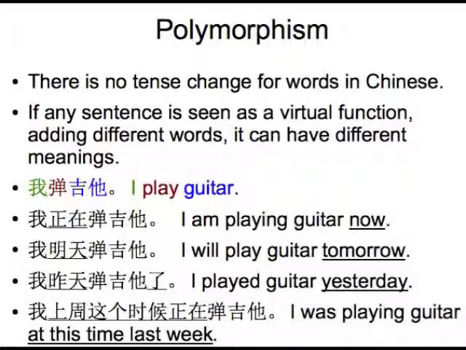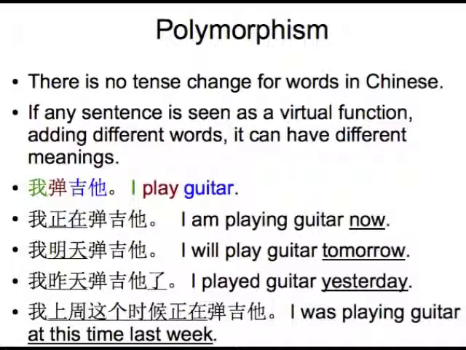Let's have a look at this example. I play guitar. 我弹吉他. 我 means I, which is in green. 弹 means play, which is in red. 吉他, which is in blue, means guitar. If I want to say I am playing guitar now, I will use 我正在弹吉他. You can just add 正在, which means right now, after 我.